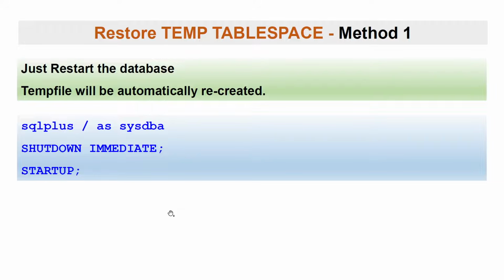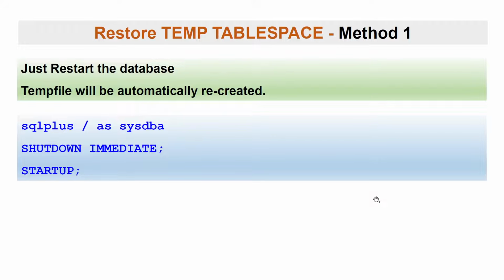Now for the temp tablespace, you don't restore it because RMAN does not take the backup. Remember, if the temp file is lost, it's not called a data file, it's called a temp file. If a temp file is lost, you just have to restart the database. Every time the database restarts, Oracle will automatically recreate it. So just restart your database.